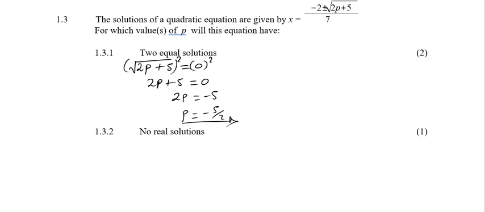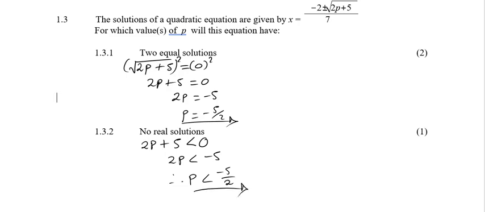For which values of p will this equation have no real solutions? It's when what is inside the square root gives a negative answer. So 2p plus 5 must give a negative answer. It must be less than 0, because numbers less than 0 are negative. Then let me transpose 5 to the right hand side, then 2p must be less than -5, and then divide both sides by 2, giving p less than minus 5 over 2. Then that's it.